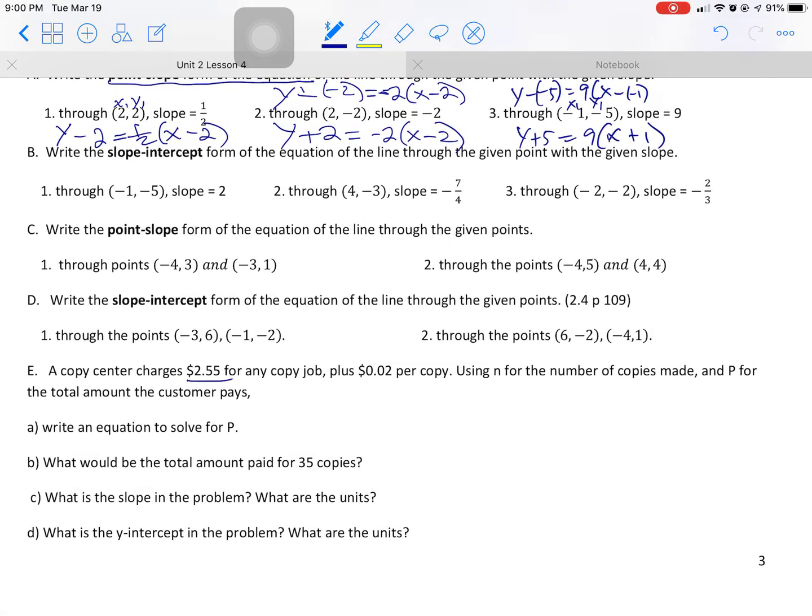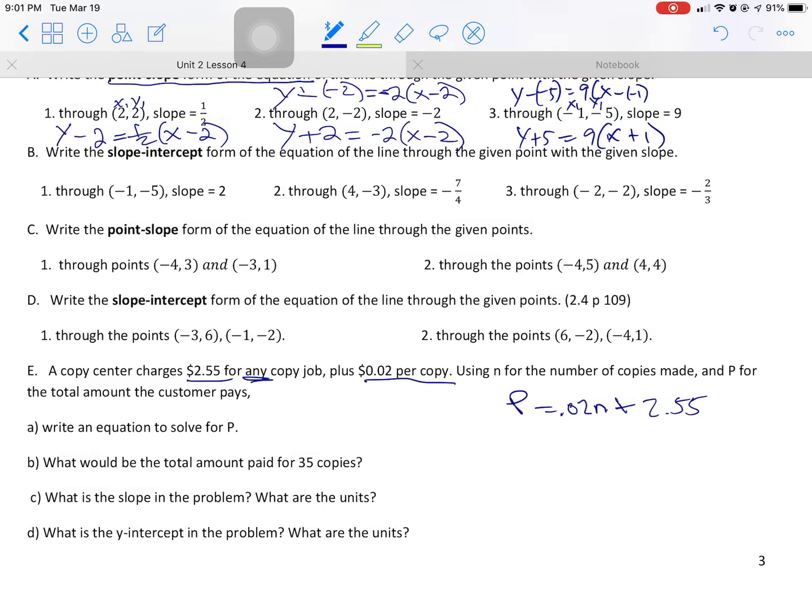Copy center charges $2.55 for any copy. What's that? That's going to be the start, right? And then it's 2 cents per copy, 0.02 x, or C or whatever. Let's see, P for the total amount of copies. Use N for the number of copies. Okay, hang on. Follow directions. All right, so use N for the number of copies made. P for the total amount the customer pays.